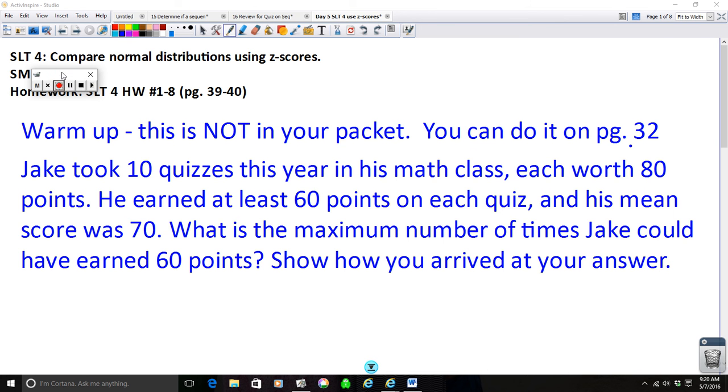Okay, so this is the first day where we're actually going to calculate probabilities for anything other than 1, 2, or 3 standard deviations above and below the mean. Tonight's homework is on page 39 and 40, so make sure you take a note of that.